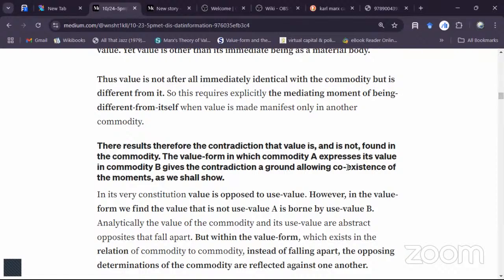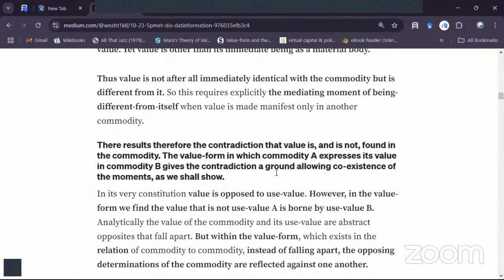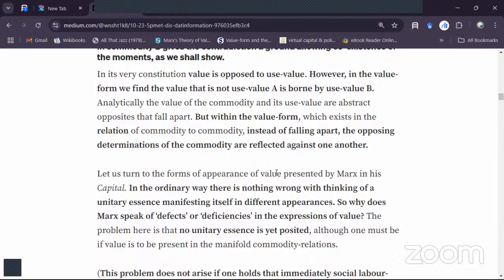You go, I don't like this, don't like that. This thing's too expensive. This thing weighs too much. But within the value form, which exists in the relation of commodity to commodity, instead of falling apart, the opposing determinations of the commodity are reflected against one another. Now, at one level, this is just comparative analysis. Well, that one's bigger. That one's not so big. In art history, you're making connoisseurship decisions. Well, it doesn't look like Leonardo did that. It's just not quite the same sfumato that you would use, the criteria of sfumato, and the Mona Lisa does not refer to the, whatever it is, Mundi. So whatever.